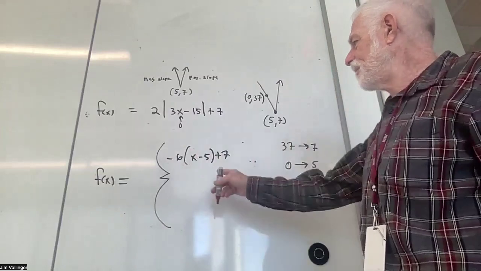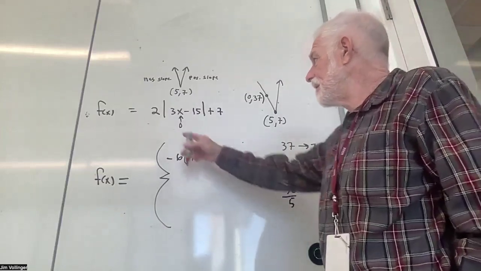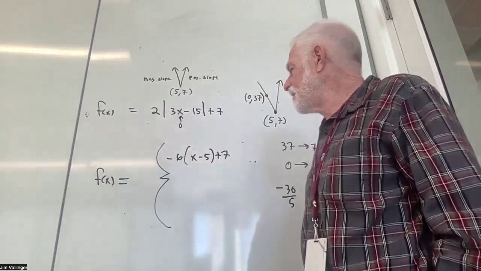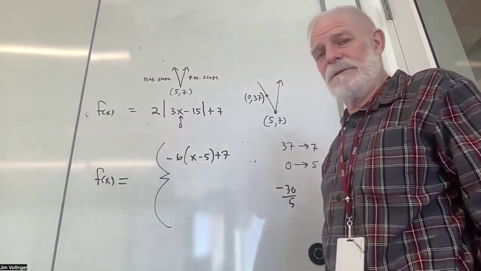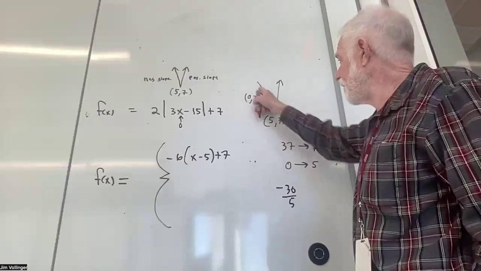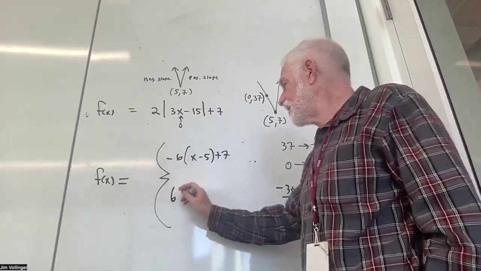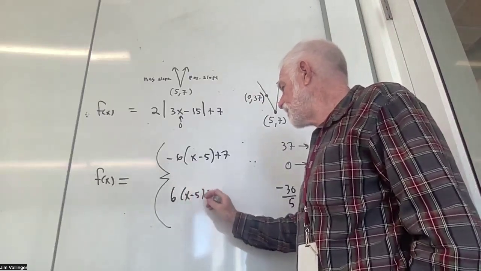Now, are you capable of making the connection? Geez, next time I look, I wonder if that's a big clue as to what the rate of change is. And of course, if I follow my finger down and then up, well, then this one's going to be 6x minus 5 plus 7.